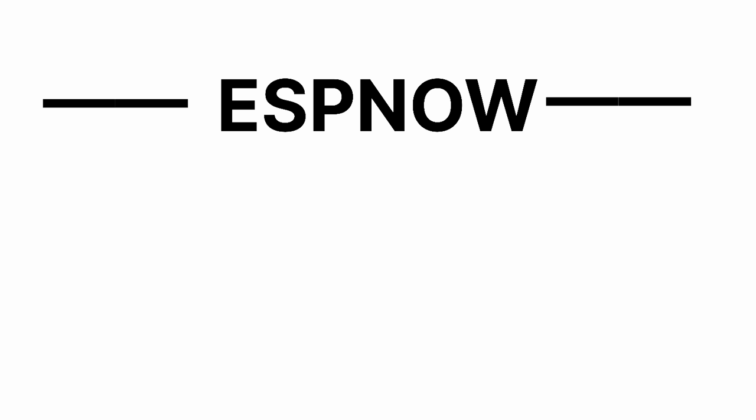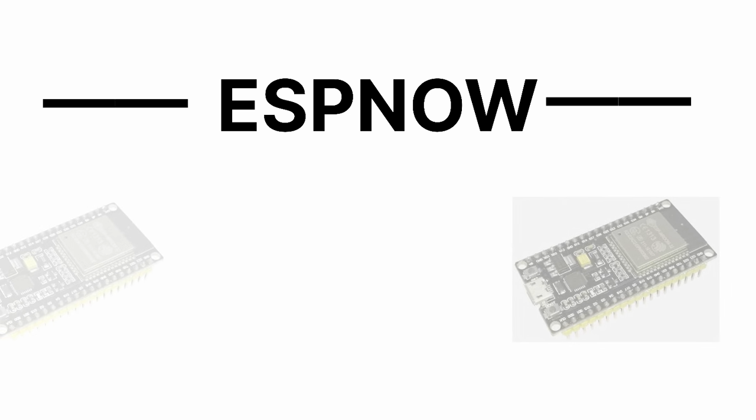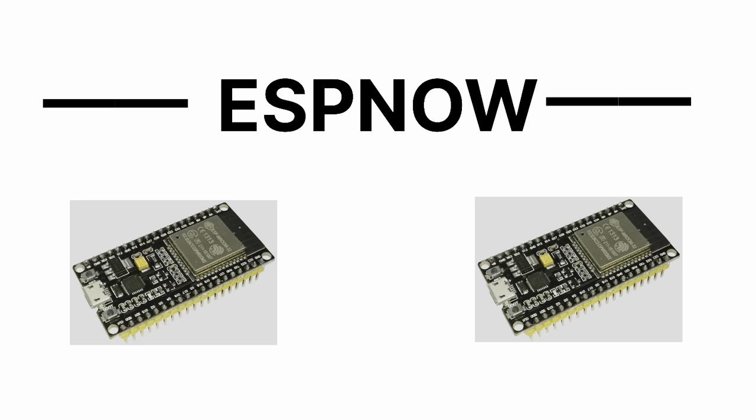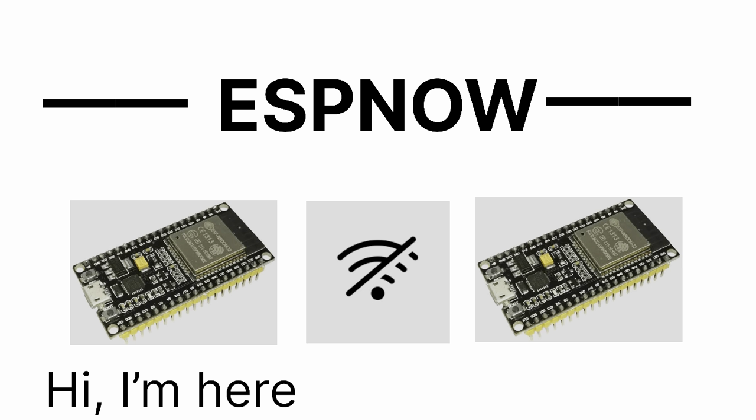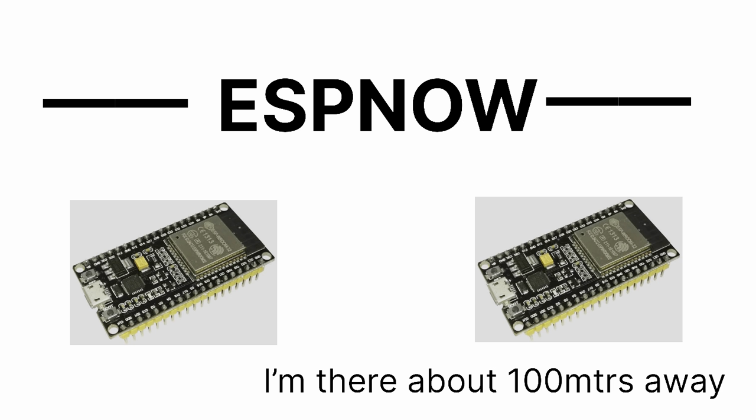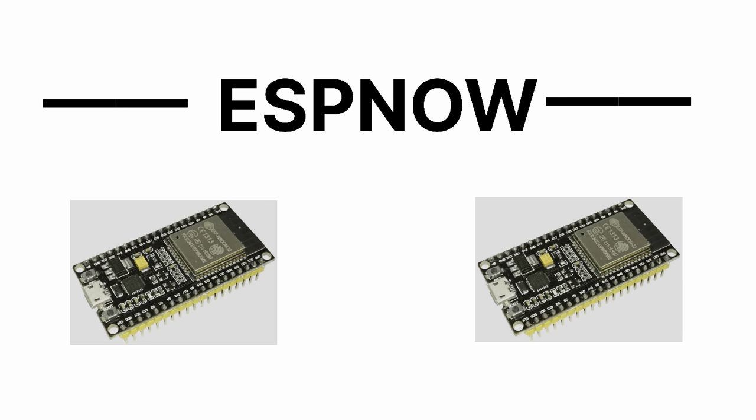Today we are going to discuss one of the important topics, ESP-NOW. It's like two ESP32 friends want to talk directly to each other without the need of Wi-Fi. Imagine you have two walkie-talkies and you want to say, I'm here, how far are you? And from the other side, I'm there about 100 meters away. It's a cool trick for ESP32s to chat without any Wi-Fi complications.